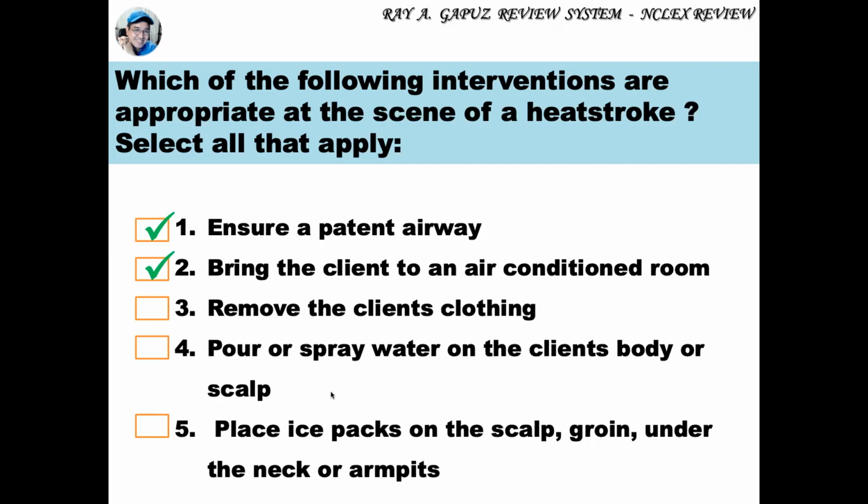Number 3, remove the client's clothing. Yes, especially if it's constrictive. Number 4, pour or spray water on the client's body or scalp. Is a yes, especially on the scalp, guys, so that somehow the brain or the head will cool down first. Number 5, place ice packs on the scalp, groin, under the neck or armpits. Is a yes, okay, because with your groin, under the neck or armpits, that's where the heat is concentrated. So we put ice packs on them.